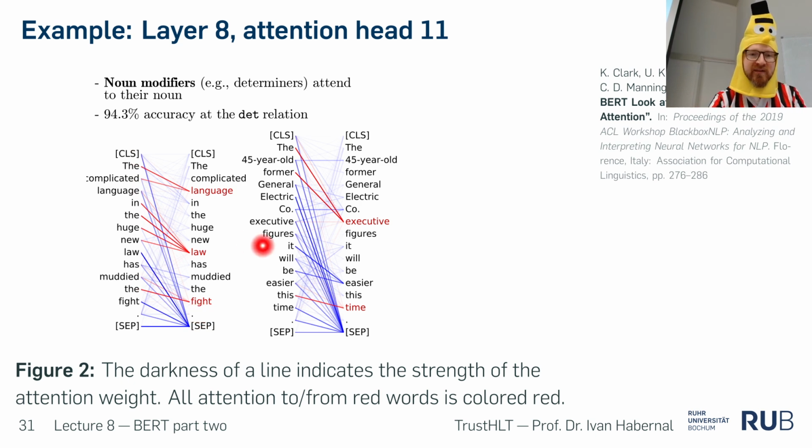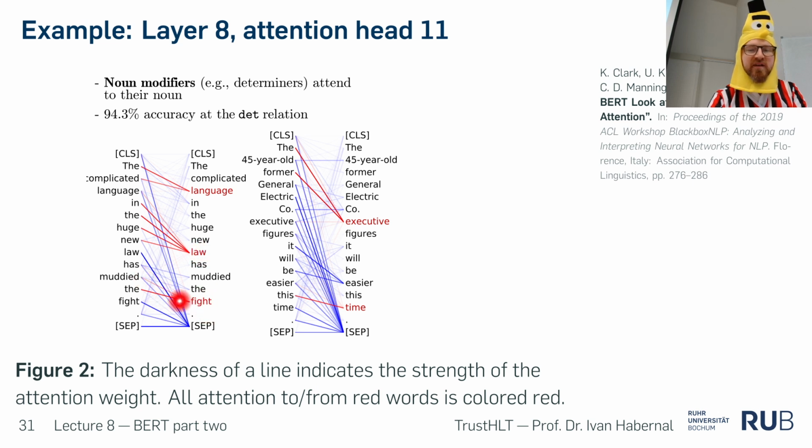And red is connected to red. Here's what's interesting. This is showing, for example, that determiners attend to their nouns. So for example, "the" strongly attends to "language": the complicated language. So there is a strong association. Or here, "law": the huge new law.